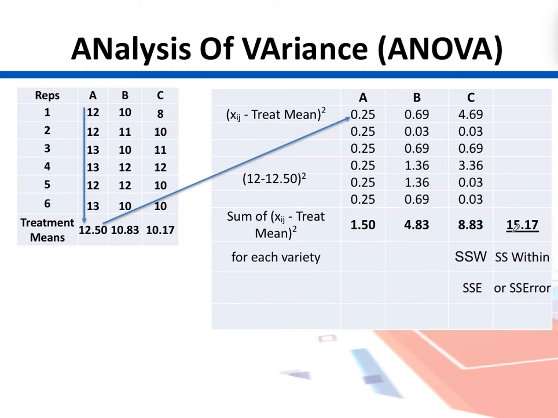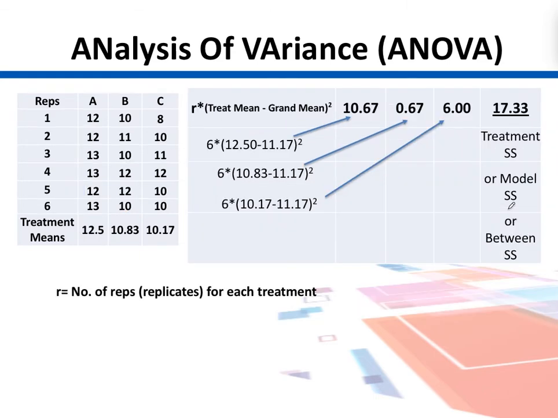So the sum of square within, or sum of square within treatment, that is coming from within the replicates of each of these treatments A, B and C, is 15.17. So the total sum of square has two components, this sum of square within, and the other part is sum of square between or among treatments. So this one we calculate like this.